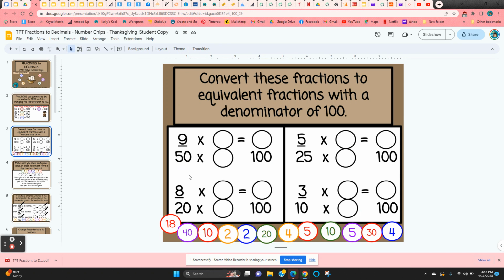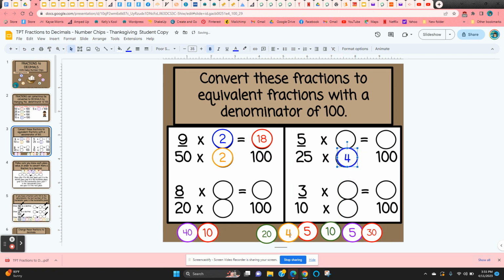So for this first one, 9/50ths, they know that they have to multiply 50 times 2 to get 100. So that means they have to also multiply 9 times 2, and they get an equivalent fraction of 18/100ths. The next one, they know they have to multiply 5 times 4. That means they also have to multiply 25 times 4, and then 5 times 4 gives them 20 hundredths, and so on.